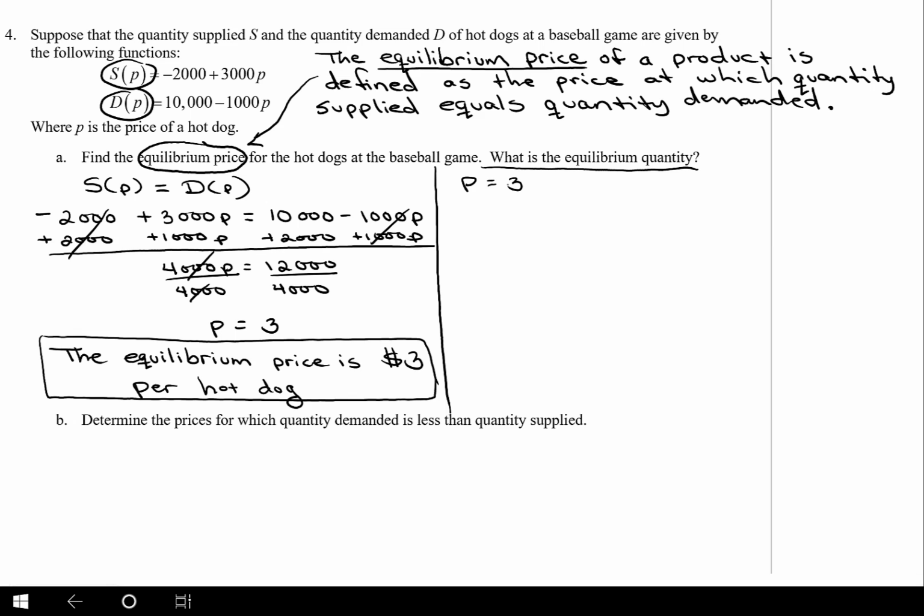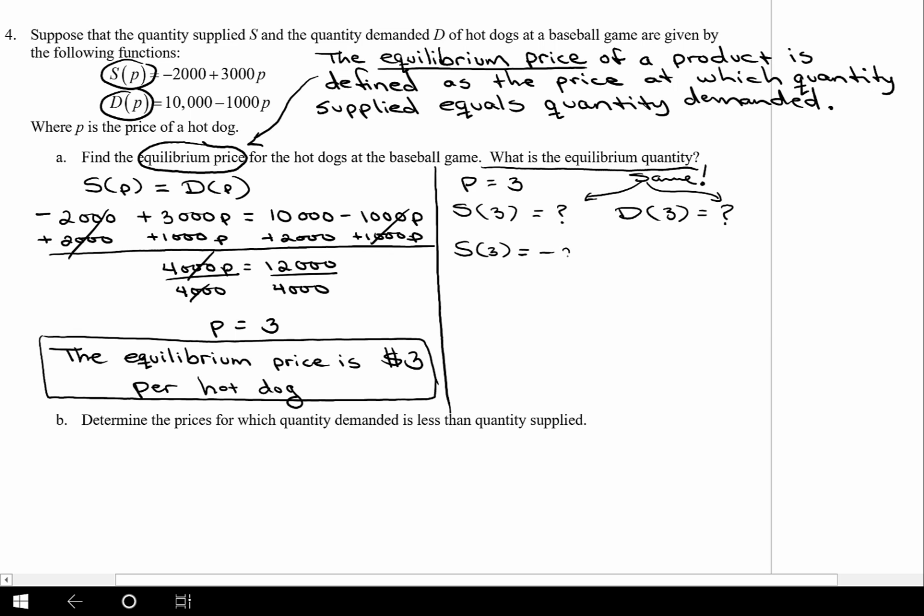So a good way to check your work is to substitute P equal to 3 into both equations, and you should end up with the same for both. So S of 3 and D of 3. Doesn't matter which one of the two equations you use, it's got to have the same y value, right? If you're really lazy, you could just do one, but if you want to check your work, you should probably do both of them.